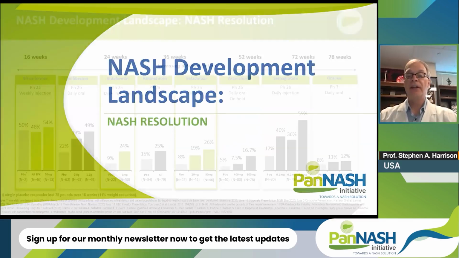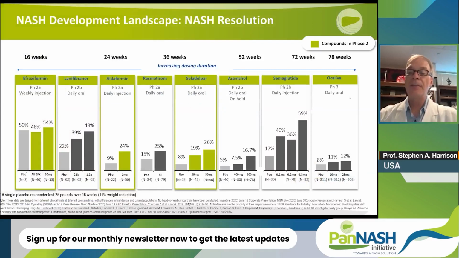Now let's look at NASH resolution. Again, using the same color coding for those drugs from phase 2, we see efruxifermin having a 54 to 48% response compared to placebo of 50%. But remember, only 2 patients in placebo underwent a biopsy. So some of these numbers might be conflated a bit. And I just think we need more data before we understand exactly how effective this particular drug, which is an FGF21 agonist, is on resolution of NASH.